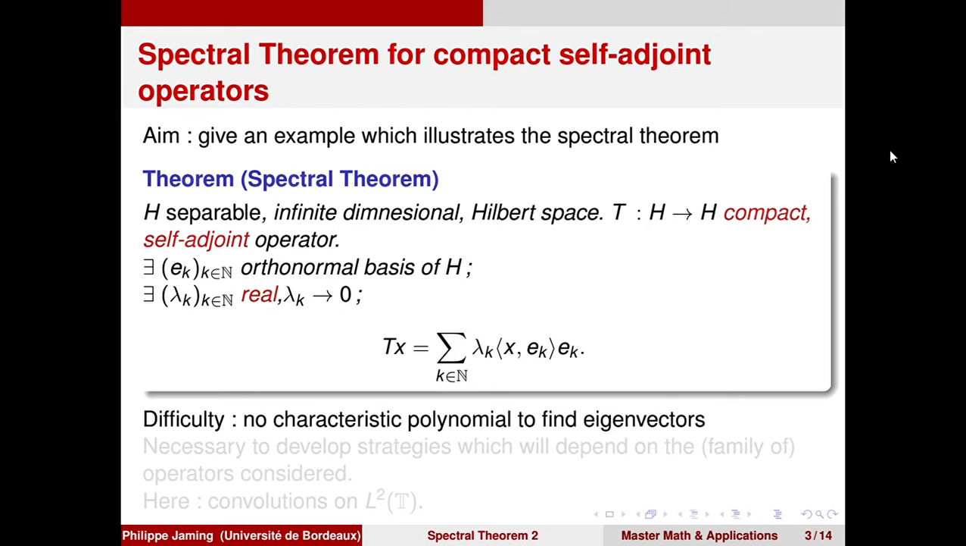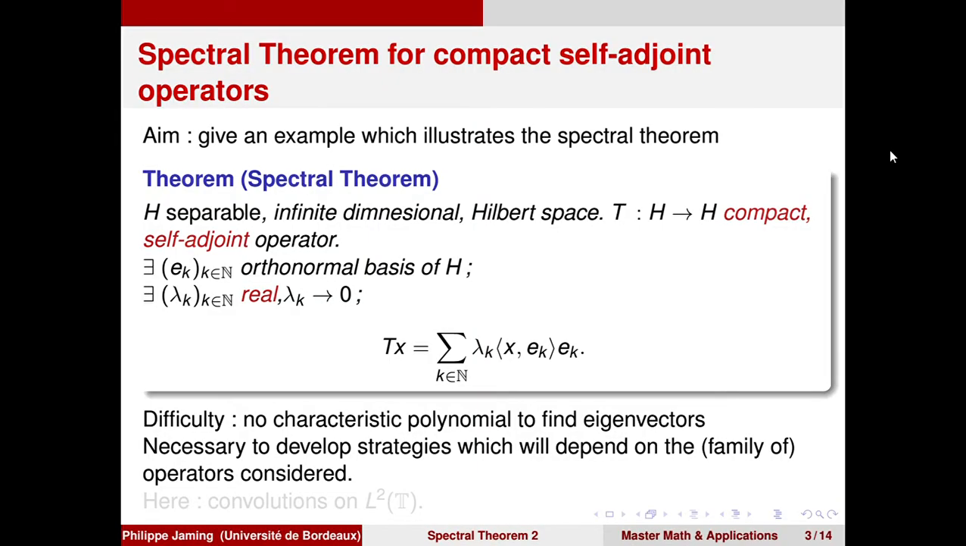The difficulty we face with this theorem is that we have no characteristic polynomial to find the eigenvalues and then the eigenvectors. So one needs to develop a strategy which depends on the operator considered, hopefully on a family of operators. And this is exactly what we are going to do in the particular case of convolutions on L2 of T.